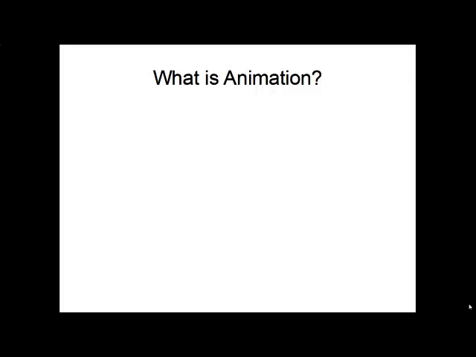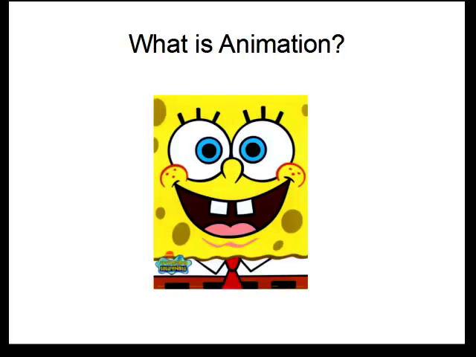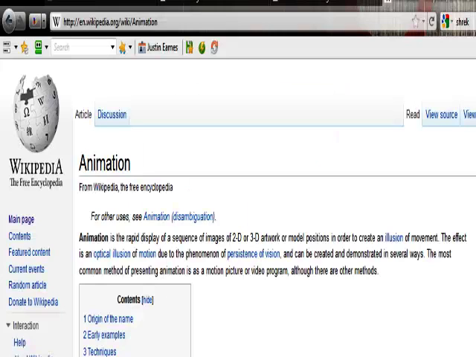So let's begin with the most important question. What is animation? Maybe when you think of animation, you think of a character like this. Or maybe you think of characters like these. You'd be right in both cases. Wikipedia says animation is the rapid display of a sequence of images of 2D or 3D artwork or model positions in order to create an illusion of movement. So let's think about what that might actually mean.